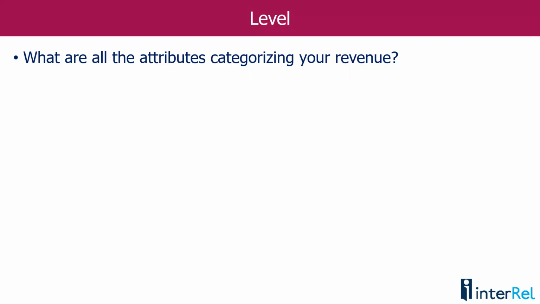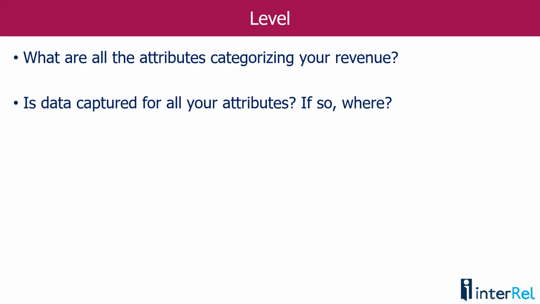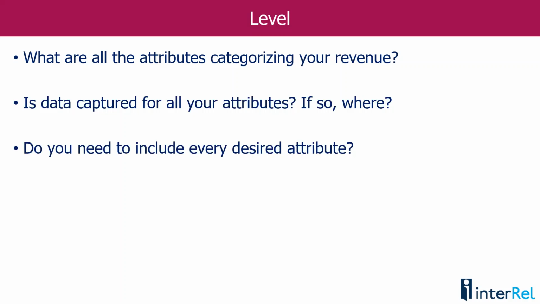So you want to start by thinking about how you categorize and think about your business today. Next, you want to identify how and if that data is captured. If so, where is it sitting? Can we get to it? Do you need to include every desired attribute? Should you include every possible business attribute, or just the most important?